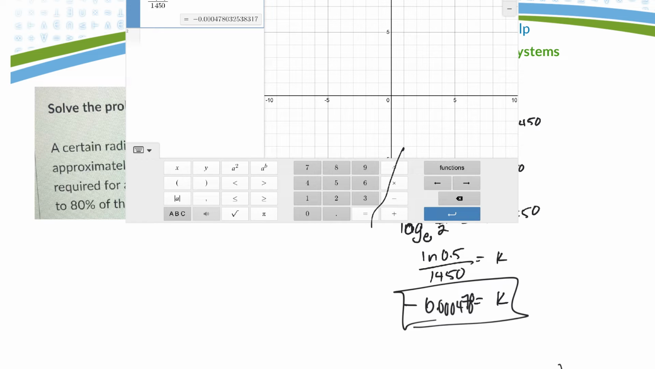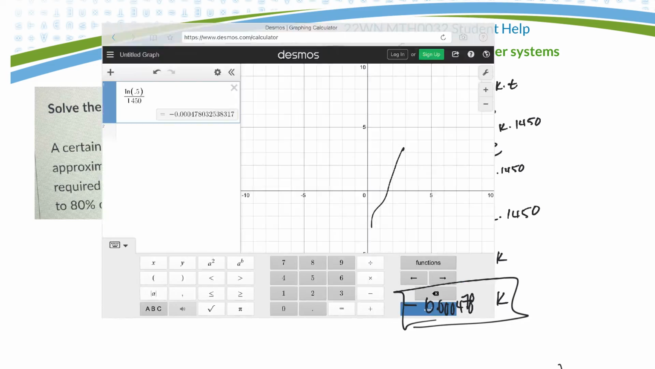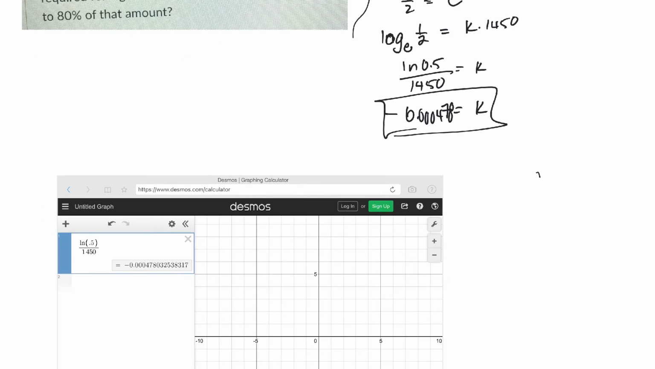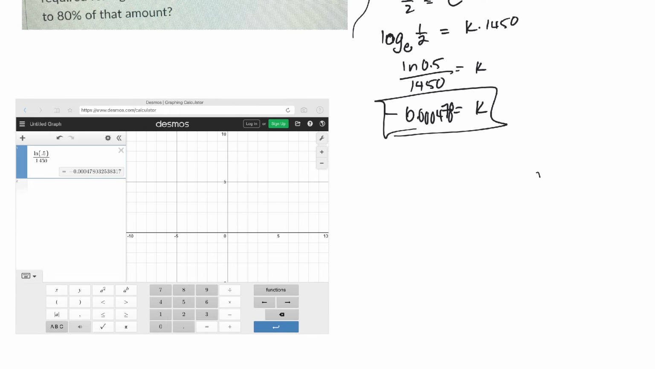So now I can use that k value and use the same formula to figure out the next part. Let me just put this off to the side here. So the next part will be how many years will be required for this given amount of isotope to decay to 80% of that amount. Okay, so same formula, P of t is equal to how much you start with, e to the k times t. So this time they say decay to 80% of that amount. So I'm going to start with 100%, and I'm decaying to 80%.